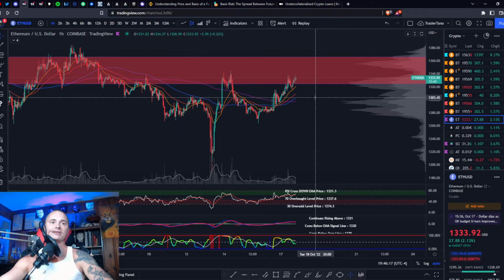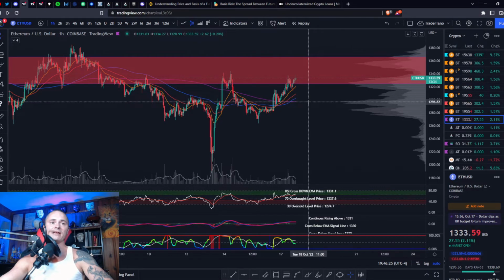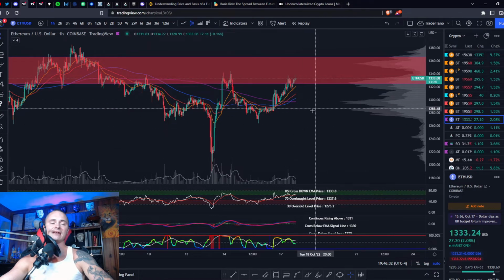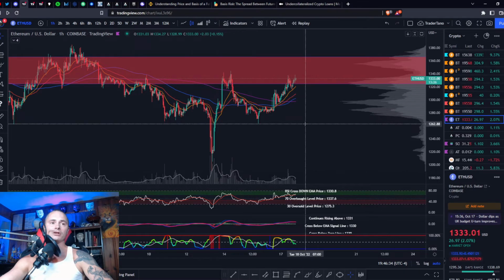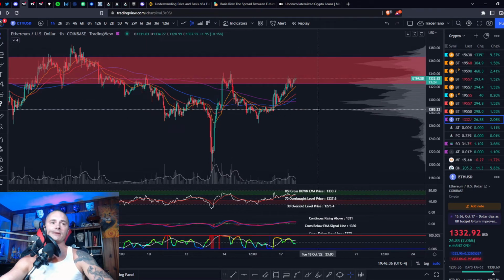Now remember, 1300 is the level to stay above. I mean, you got your 100 right here. So basically, I'd like to see us stay above 1300, maybe get a wick down to 1296. We have to stay above this level. If we cross that level on a 1 hour closure, $1,000 in my opinion.